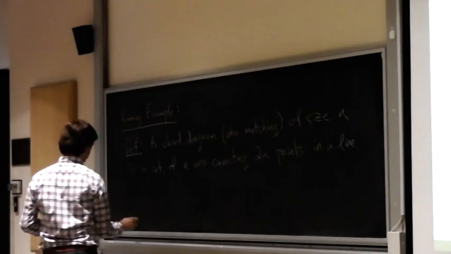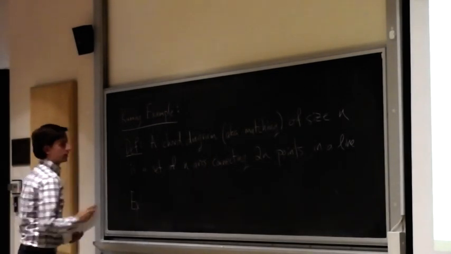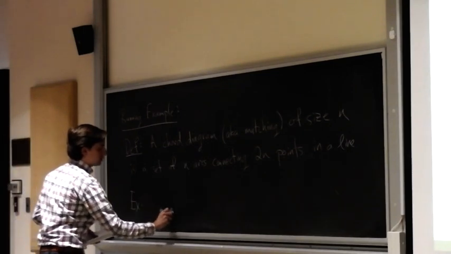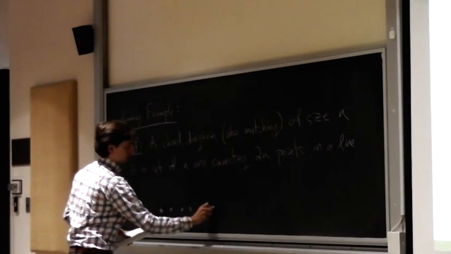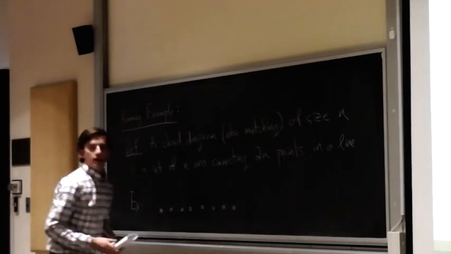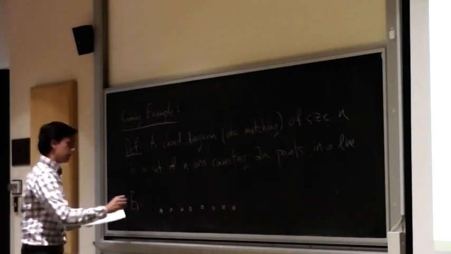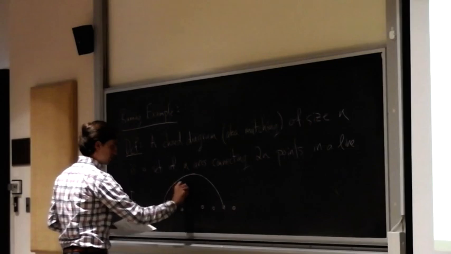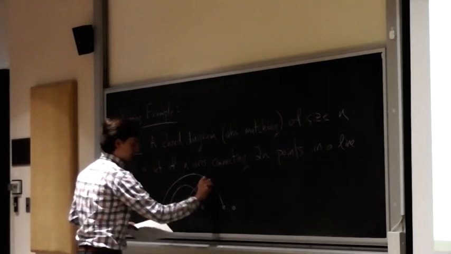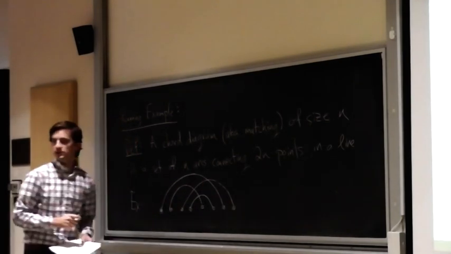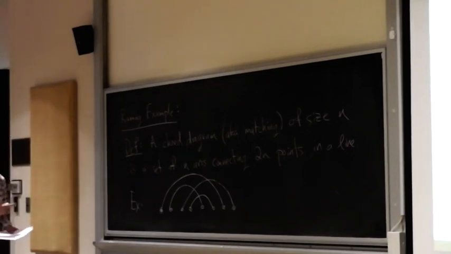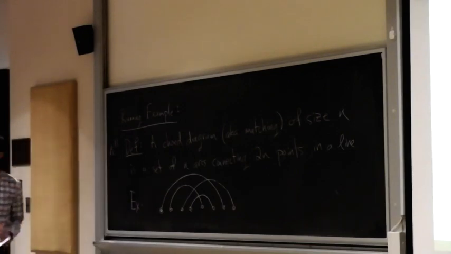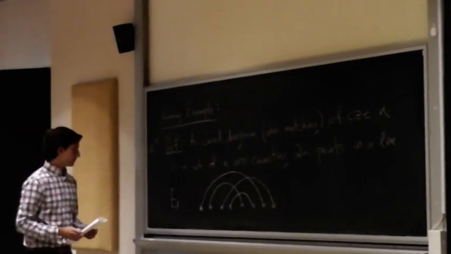I'll give you an example. An example of a chord diagram of size 4, well, it means we have 4 arcs, so we need 8 points. And I connect them in pairs. So the example that I'll give you is the first one is connected to the 7th one. The second one is connected to the 5th one. 3 goes to 8, and 4 goes to 6. So this is a chord diagram. And the number of these is the double factorial numbers. That's pretty easy to see. It's a very well-known sequence.